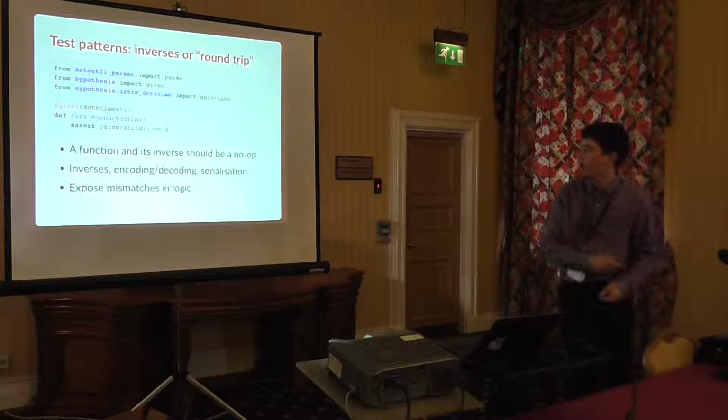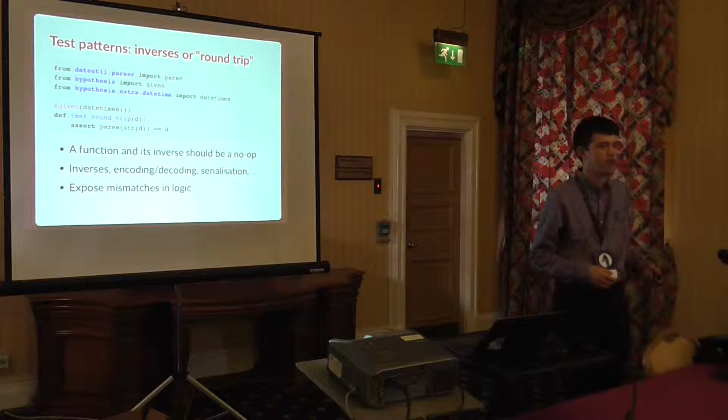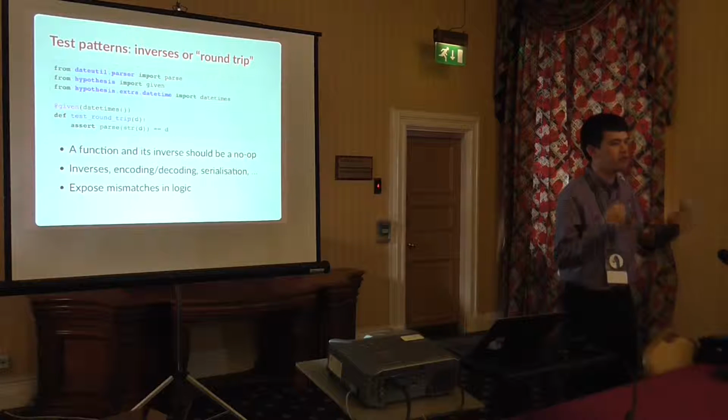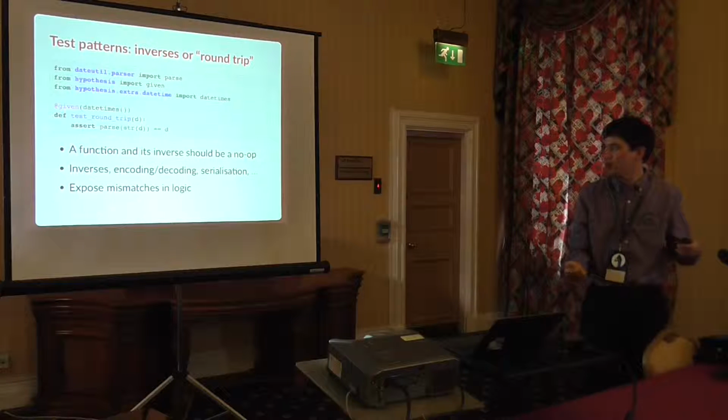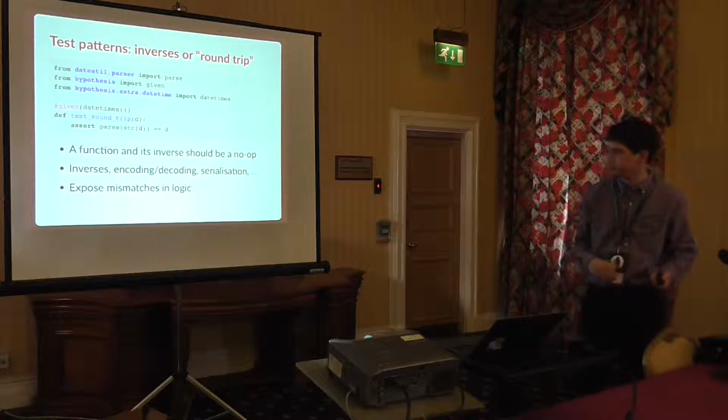Another one. This is one I call round trip. If you have a function, and that function has an inverse, you pass the data through both of them, you should get back to where you started. So this is good for things like decoding, serialization, encoding, encryption logic, that sort of thing.